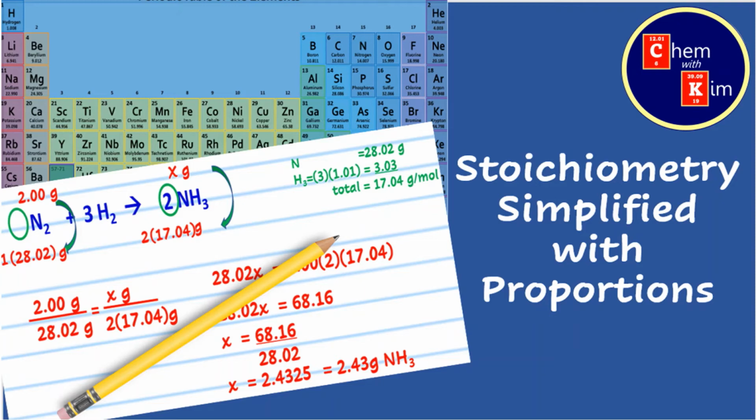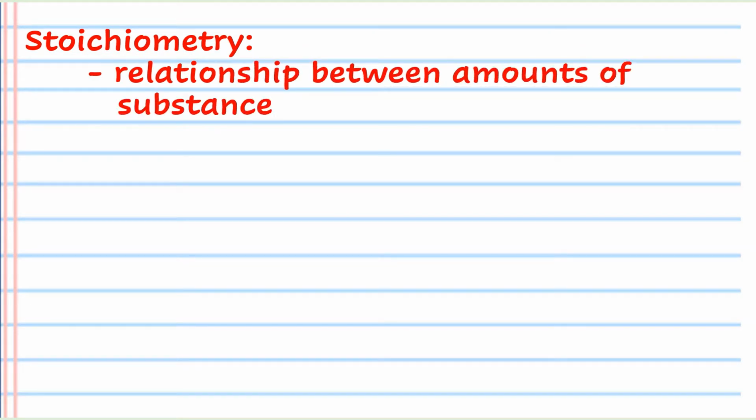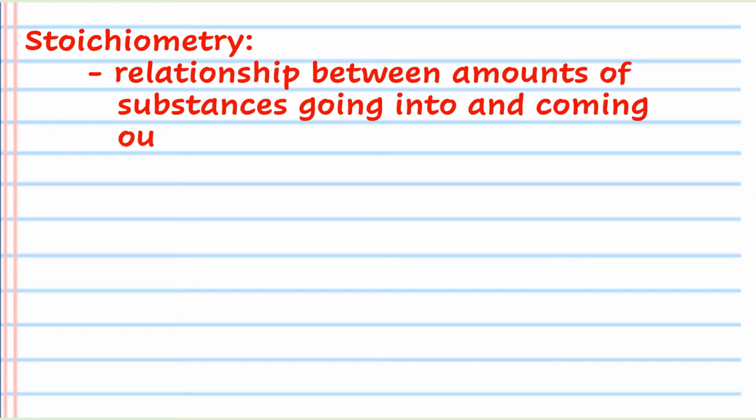Today's topic is stoichiometry. You're going to need your notebook, periodic table, and a calculator. So let's begin. So what is stoichiometry? It's examining the relationships between amounts of substances going into a reaction and coming out of a chemical reaction.